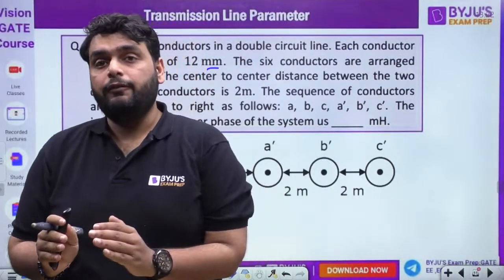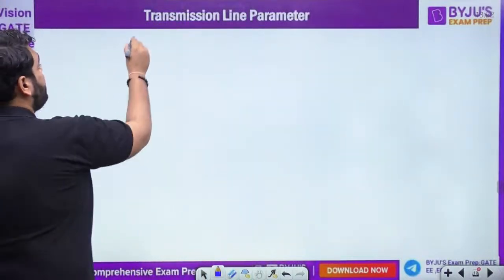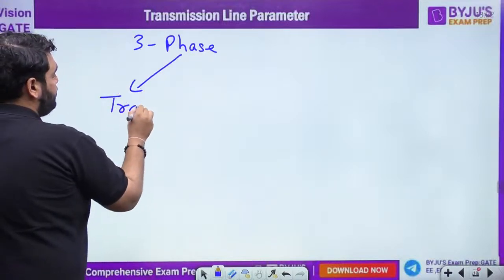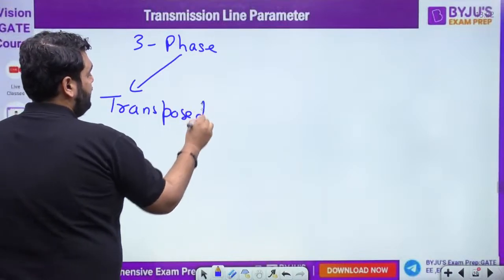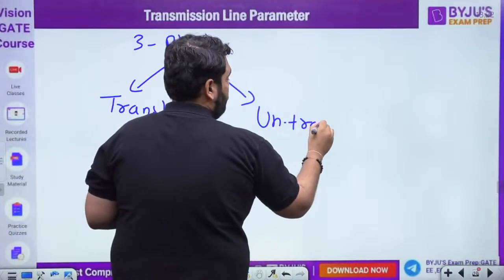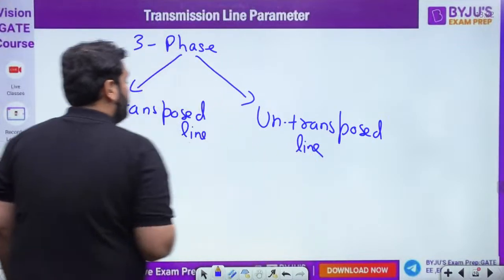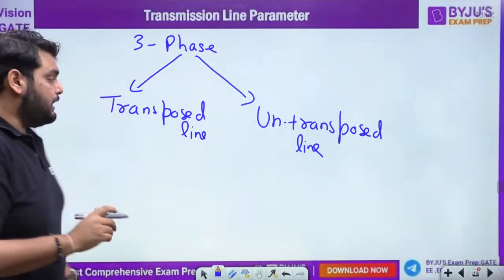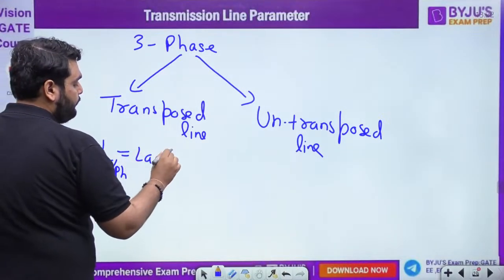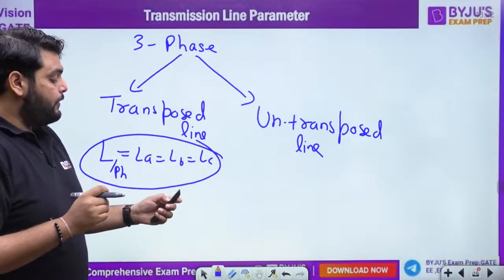We are talking about the three-phase circuit. In a three-phase circuit, you have two possible conditions. One is a transposed line, and another one is an untransposed line, which you can also call non-transposed. When you talk about the transposed line, it is important that inductance per phase is equal to the inductance of A, B, and C. But you have to calculate the inductance carefully, like the way we have done here.